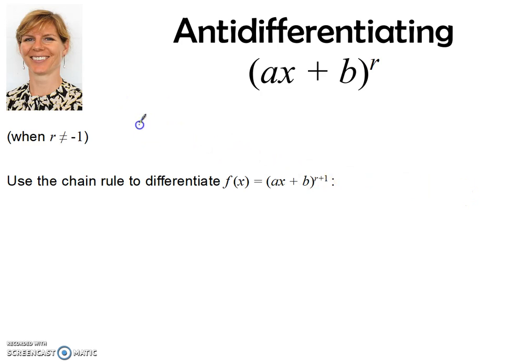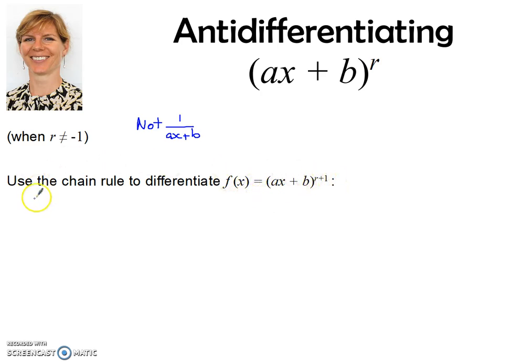So basically, this is not the case where our function is 1 over ax plus b, because that's something a little bit different. Okay, so what I'm going to do is show you how we would differentiate this function using the chain rule, and then how we can kind of work that backwards in order to integrate this function here. Okay, so using the chain rule, we've got f of x is a times x plus b to the power of r plus 1.